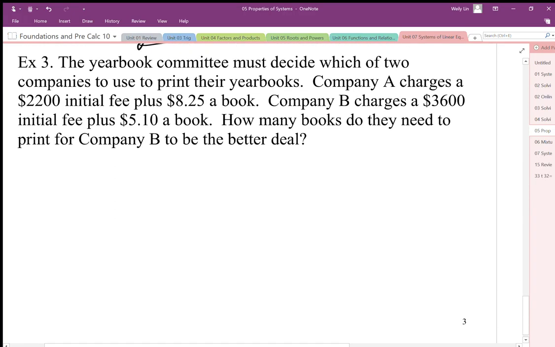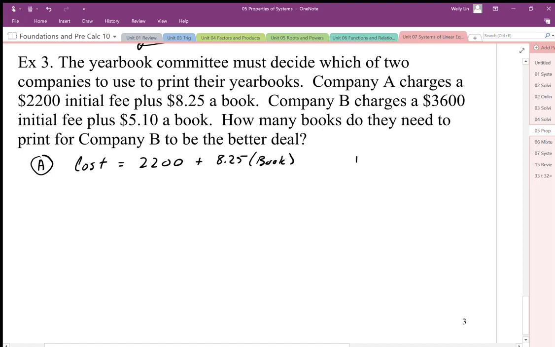Okay, so the yearbook committee must decide on which of two companies to print their yearbooks. Company A charges a $2,200 initial fee plus $8.25 a book. So company A has this relationship: the cost related to the number of books is going to be $2,200 plus $8.25 per book.